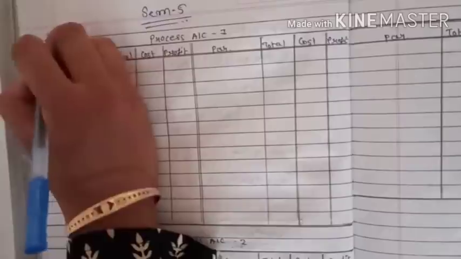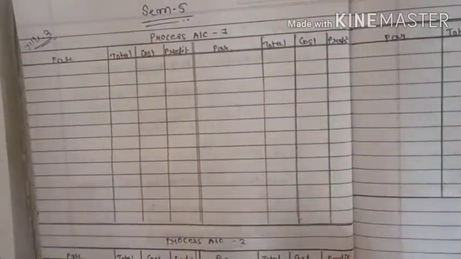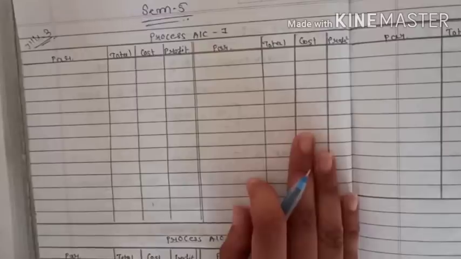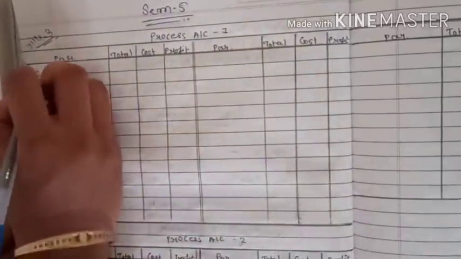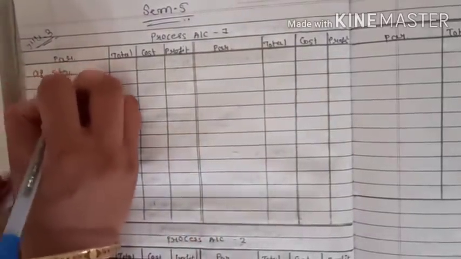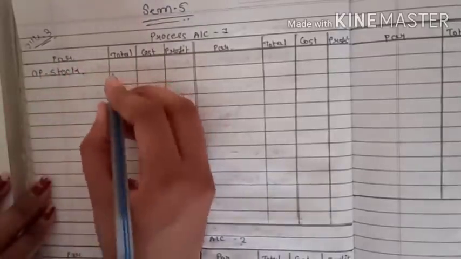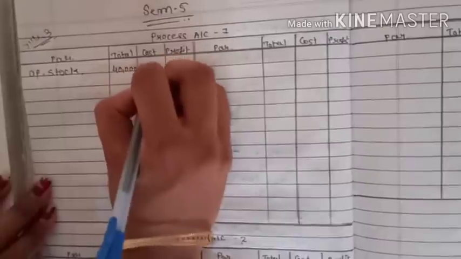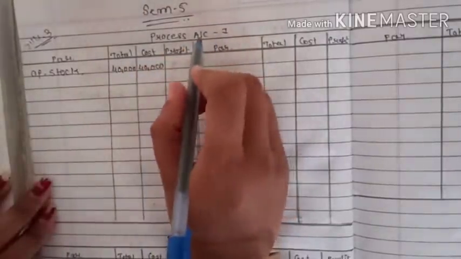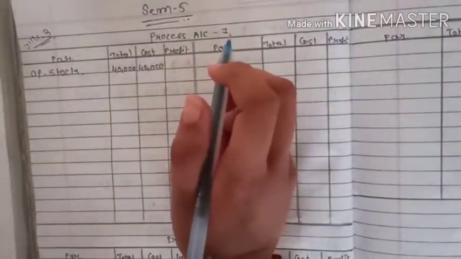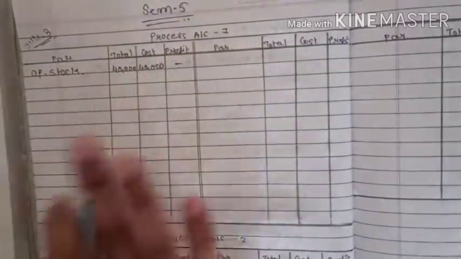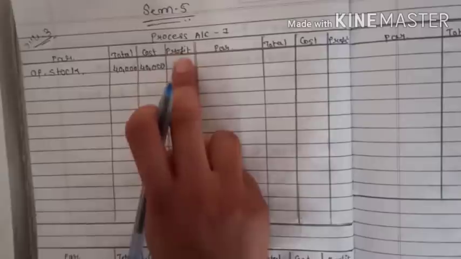Illustration number 3. First, what is given? Opening stock is given, so write down opening stock. Total cost will be 40,000. Cost is given as 40,000 for process account A. Inter-process profit is not given for the opening stock, so we write a dash here.